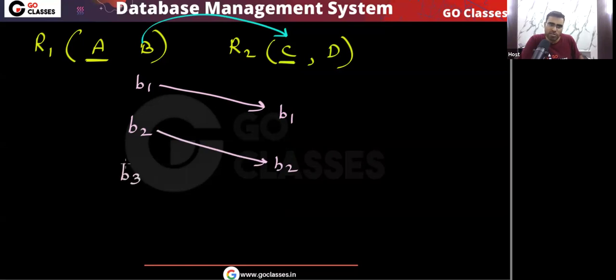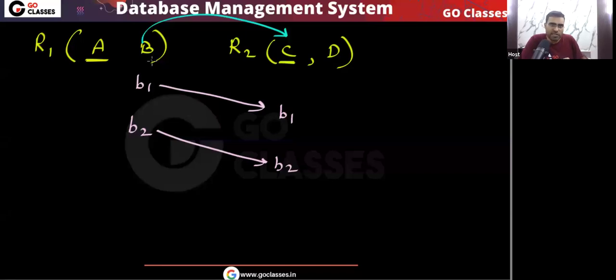Can you have this situation that you have b3 here and there is no b3 here? No, we cannot have this situation, because this b is a foreign key referring to this attribute c.